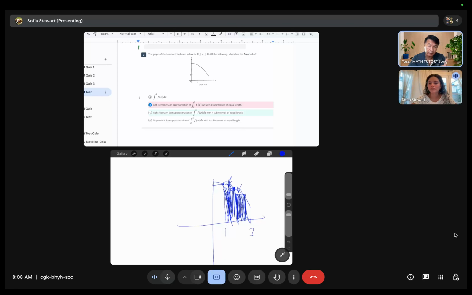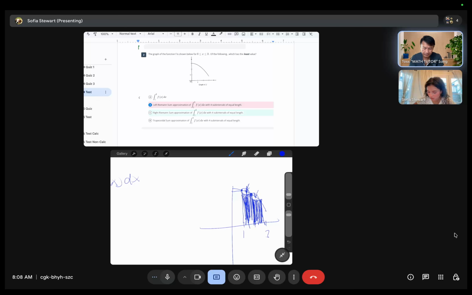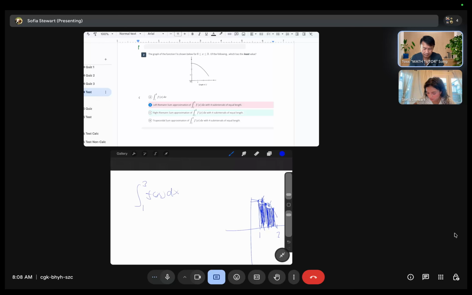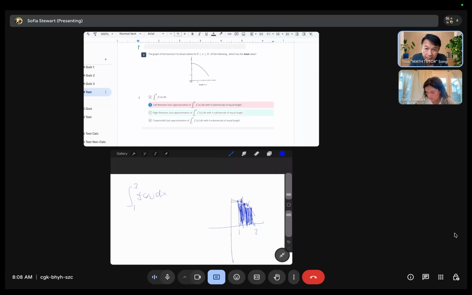If you do the right hand, it would be on the other side, it would be over it and more. Yes, and if you do the mid, it's most accurate, but it's still not. You can imagine it. I'm going to write a note. This one they want the least value.